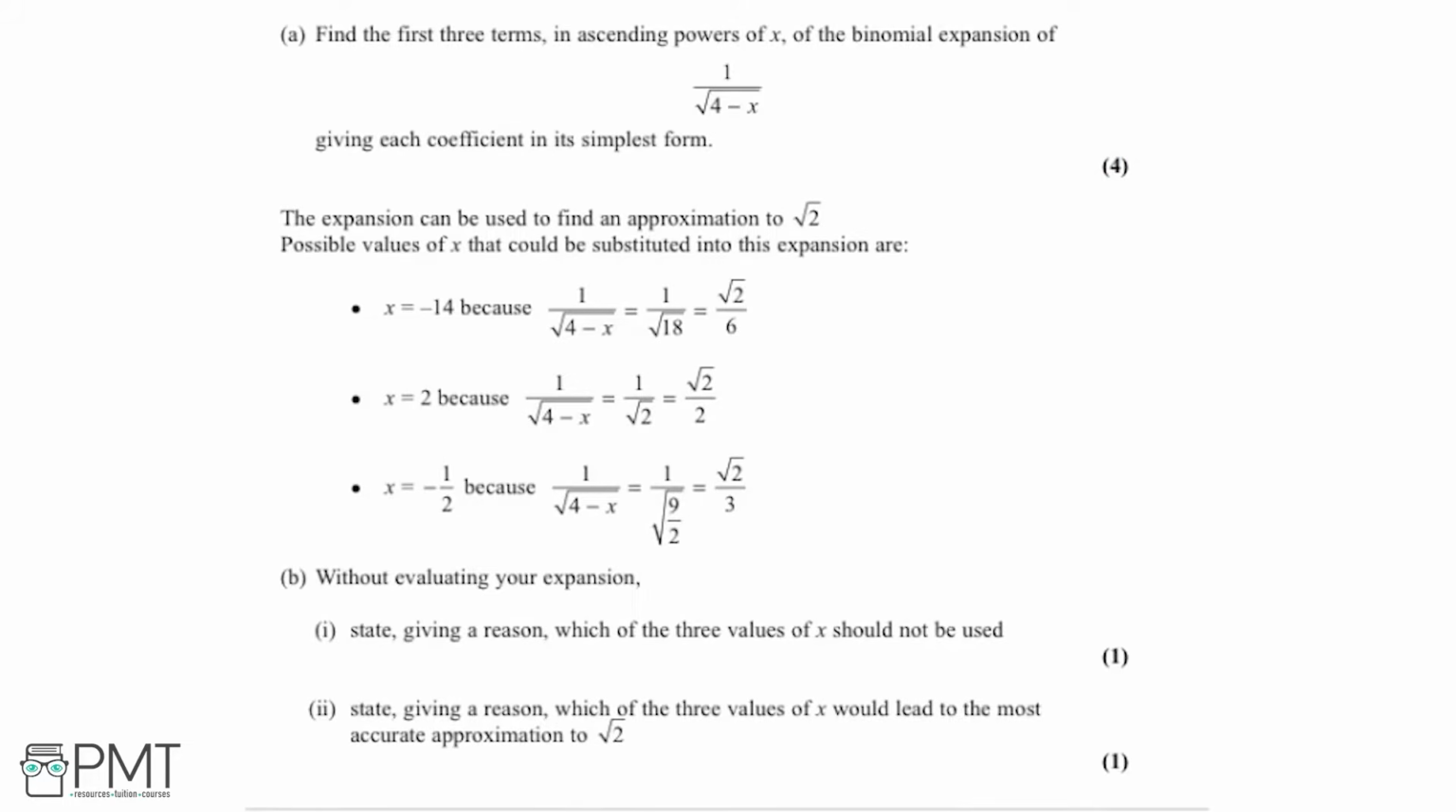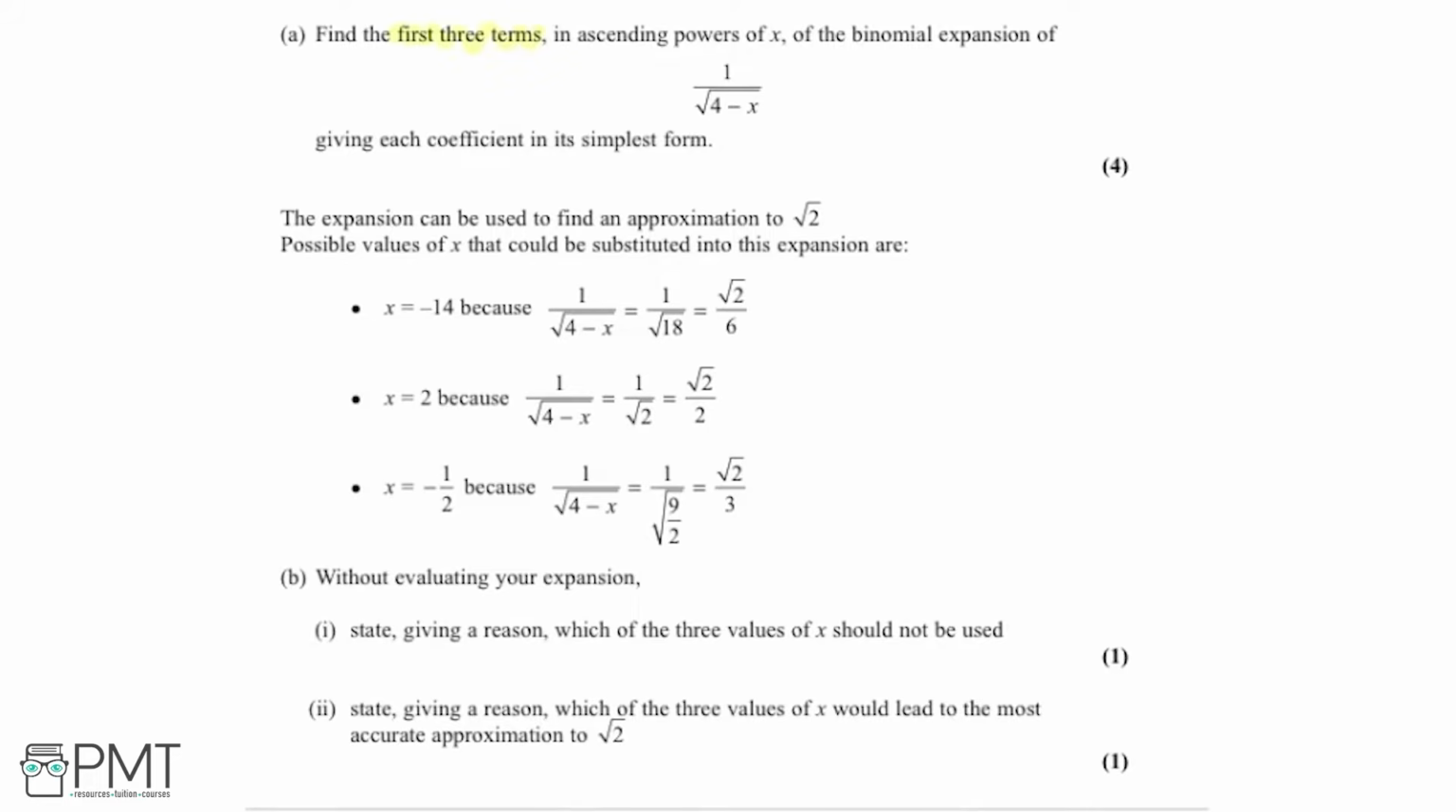The first thing that stands out to me is that we need to find the first 3 terms. And quite often in binomial expansion questions, it will tell you how many terms you need to find. So make sure you look out for that in the question. So first thing I want to think about is, is there anything we can do with this expression to get it into a form that will make it more suitable for carrying out a binomial expansion?